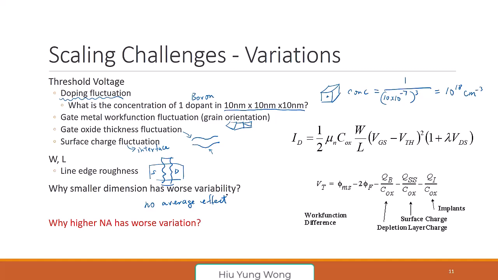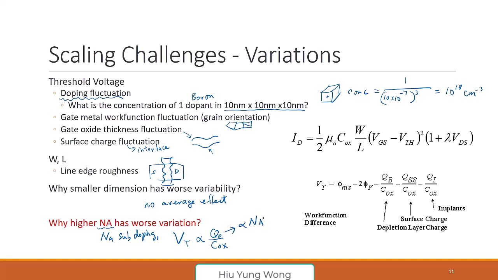And then why, if you have a higher doping, this Na, I mean N subscript A, substrate doping, is there more variation? That is because the VT is proportional to the depletion charge divided by Cox, and depletion charge is proportional to Na. If you have a lot of Na, then you have more effect on your VT. If I try not to dope it, then I don't have this variation.